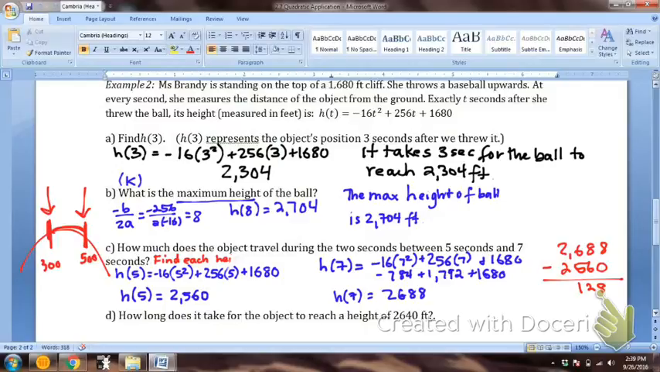You're getting there. Is it 128 seconds or is it feet? Feet. Okay, so I would say the object travels. Okay, you take it from there. The object travels 128 feet. There you go. Keep going. Between 5 and 7 seconds. Excellent. The object travels 128 feet between 5 and 7 seconds. Good.